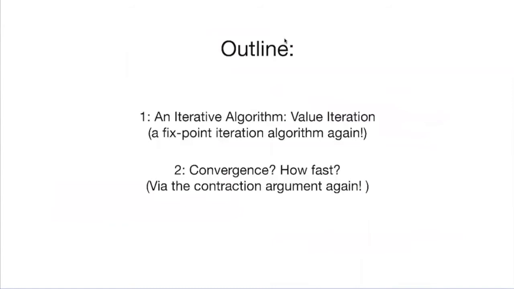Right, so the outline for today is that we're going to talk about an iterative algorithm. So this is an approximation algorithm. The algorithm is called value iteration. And you will see that this is a fixed point iteration algorithm again, right? And then we're going to talk about convergence, how fast they converge, for instance. And you will see that we're going to do that via this very general framework, right? We're going to prove that this is a contraction. And then this immediately gives us the convergence. Very similar to the framework that we did from Tuesday's lecture.